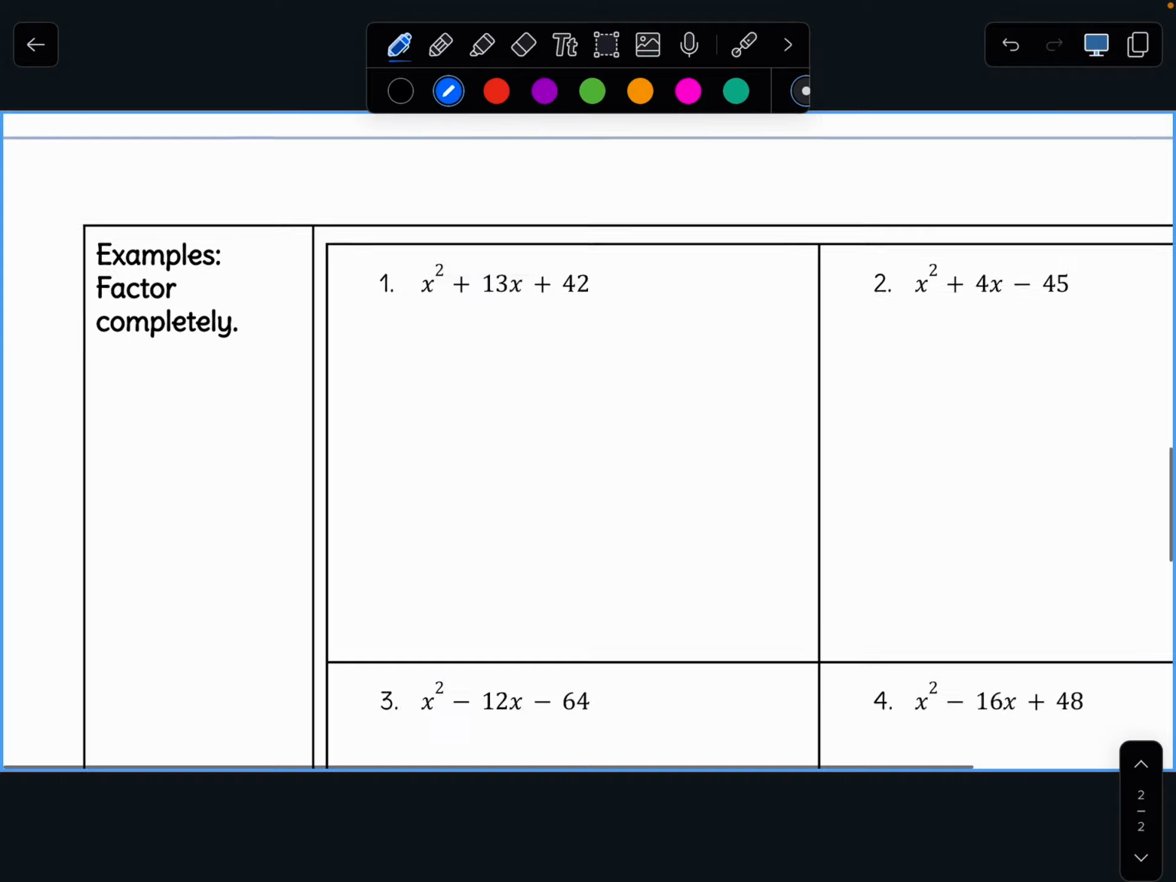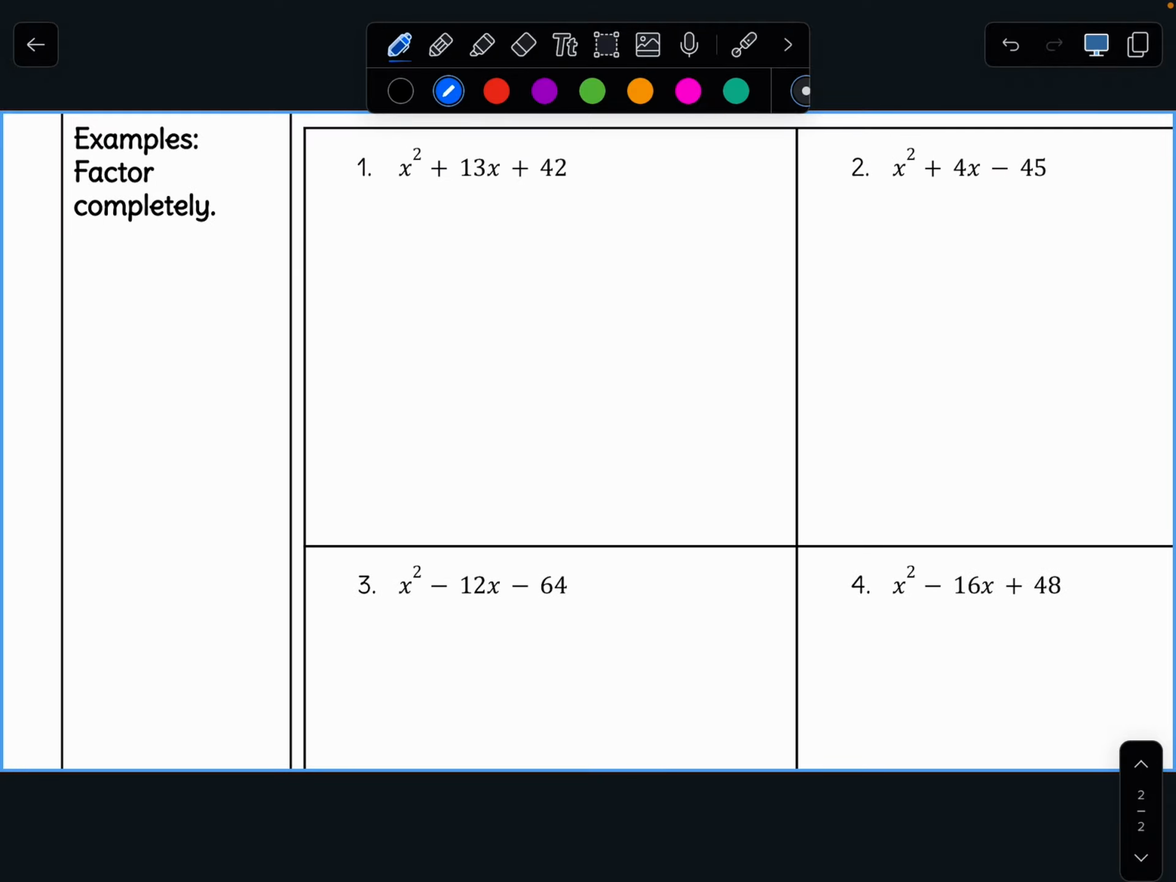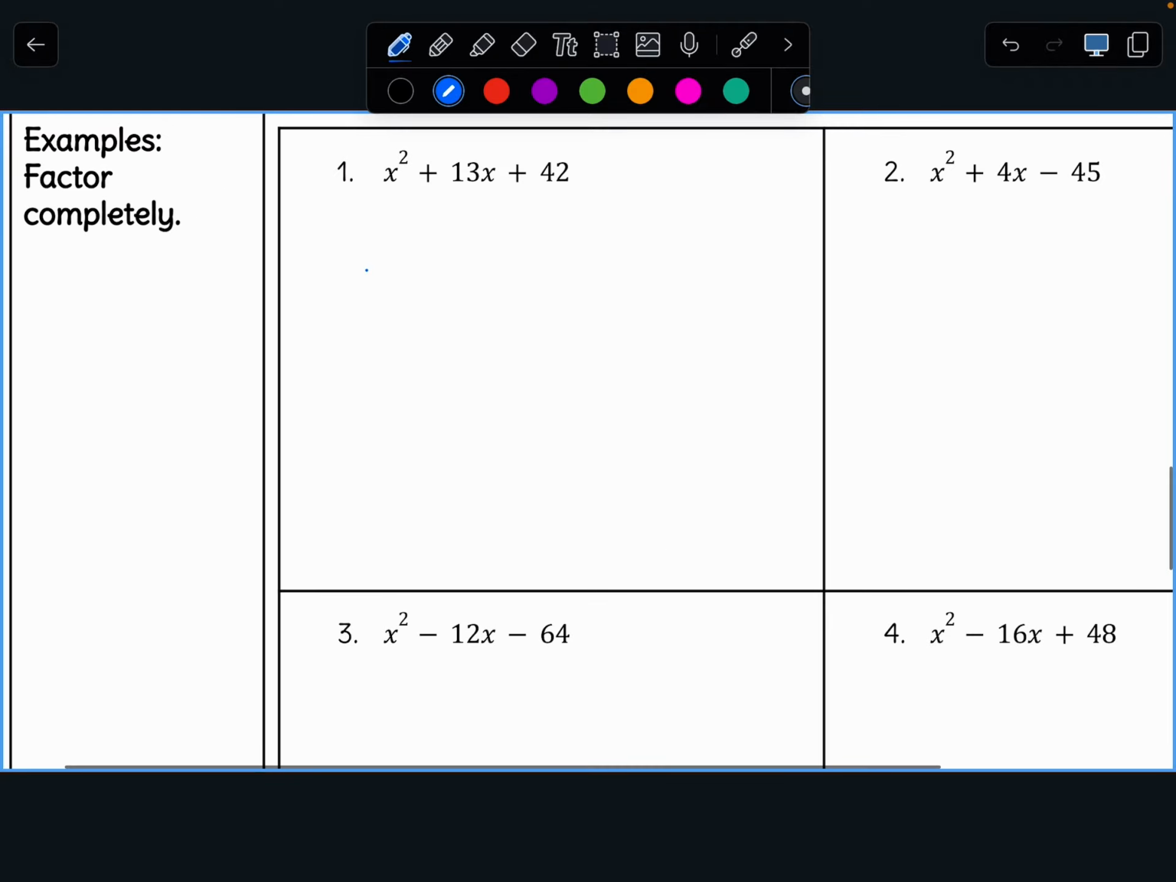So let's do some more examples. Okay, so, making my factor card. This is a 1, so a times c is 1 times 42, so I need 42. And b is 13.